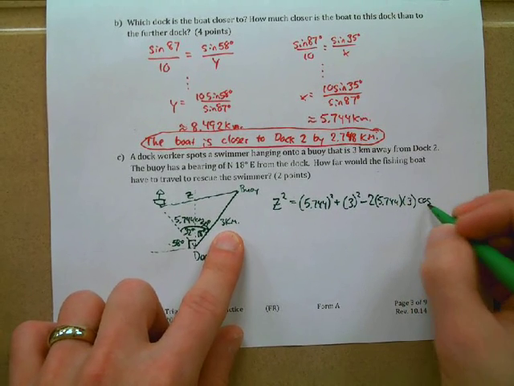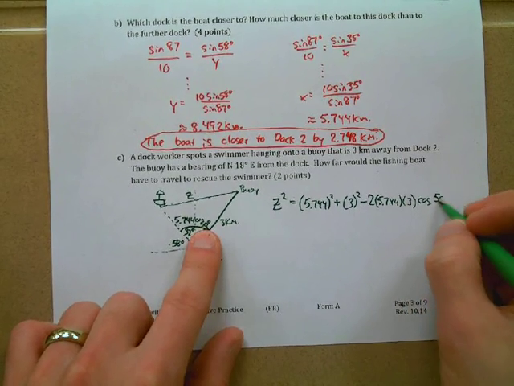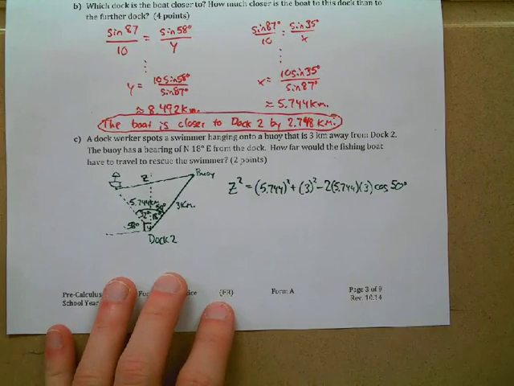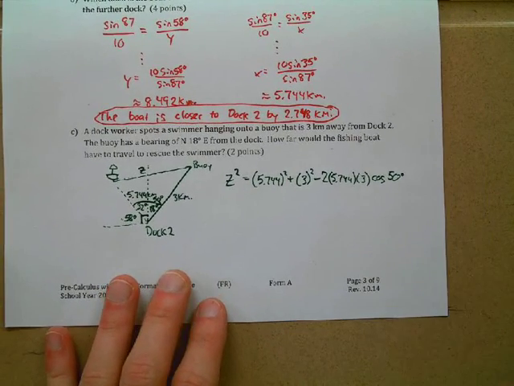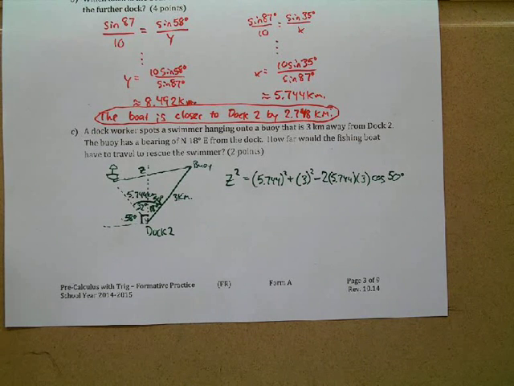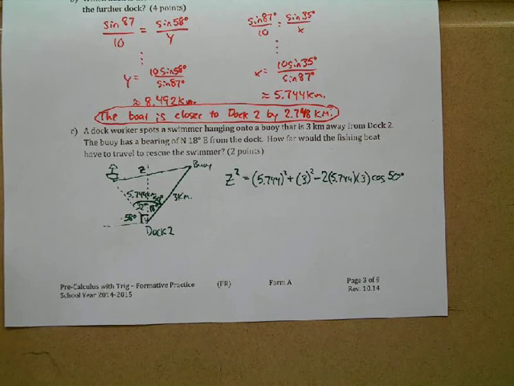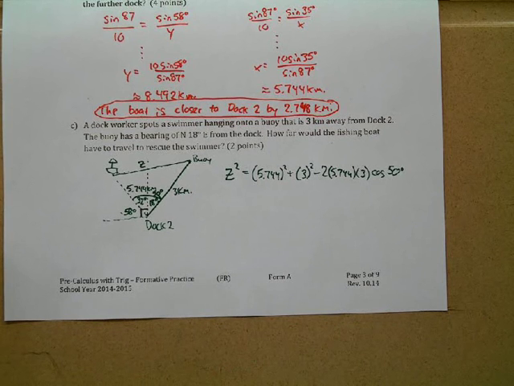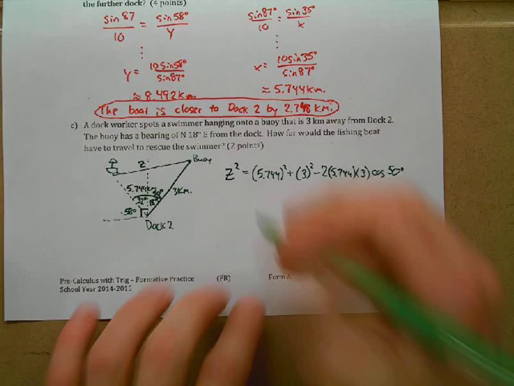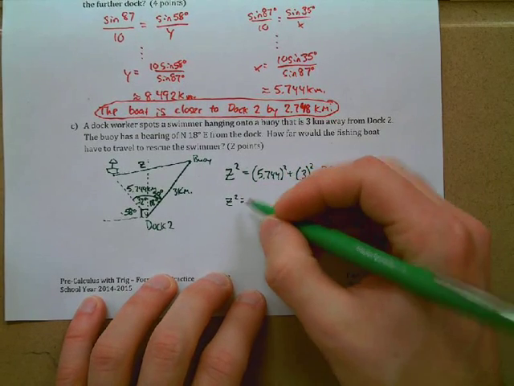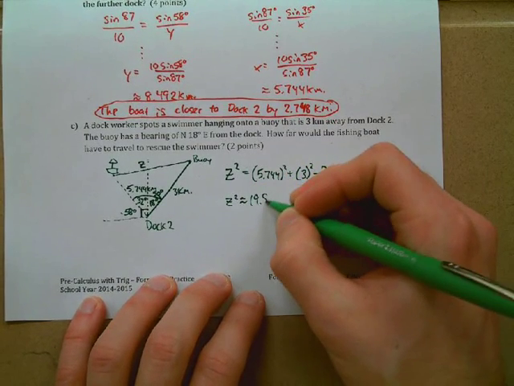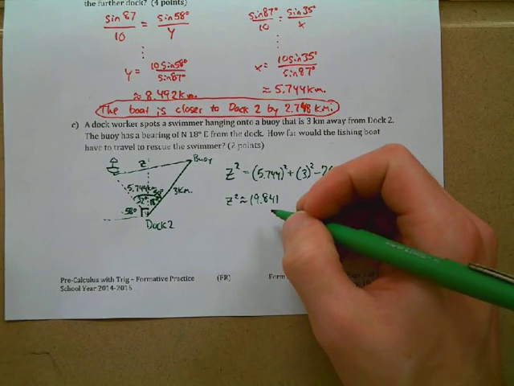So Z squared is approximately 19.841, and so taking the square root, I get that Z is approximately 4.454 kilometers. Okay. And so that's the distance to the buoy. Okay. Questions on any of that?